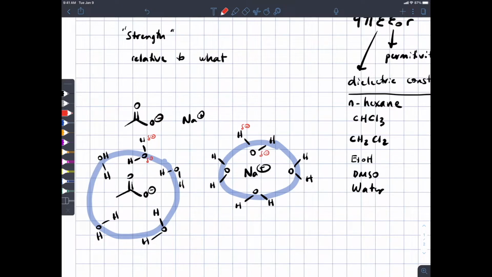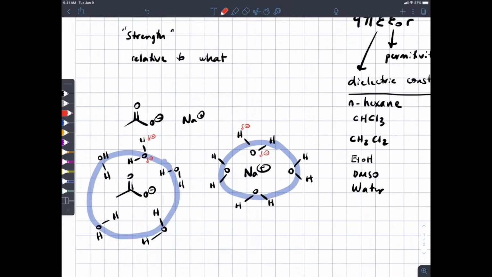Okay, so your real question as to whether something can dissolve in a solvent is, do the interactions the molecule has in the solvent overwhelm and pay for all of the interactions you're losing when you dissolve something?